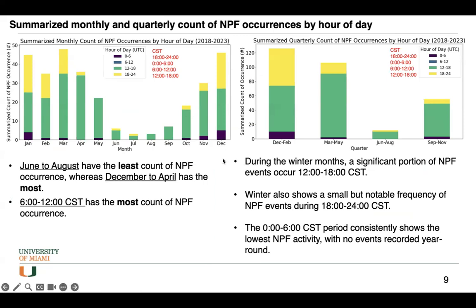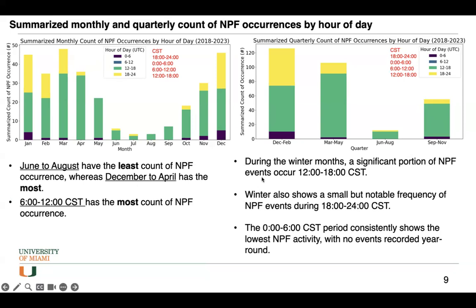This slide shows, based on the manual identification, the data analysis of their distribution. We find out that June and August, in the summertime, have the least count of new particle formation, but December to April, in the winter and springtime, has the most. And 6 to 12 CST has the most count of new particle formation occurrence, which is basically the daytime.